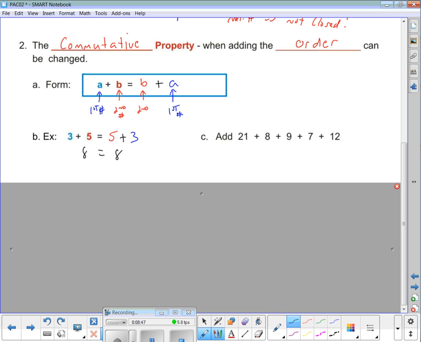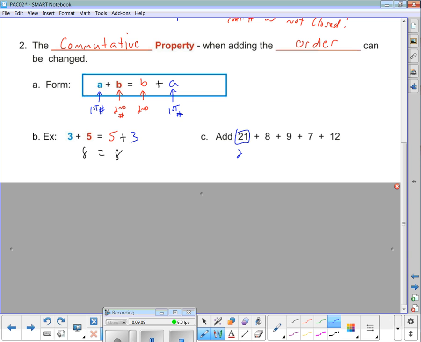Commutative property, you can change the order. Commutative property, you can change the what? You can change the order. All right? Make sure you associate commutative property with order. That's very important. All right, well, let's look at this problem. If I use the commutative property here, I can save myself some time. So look what I'm going to do.